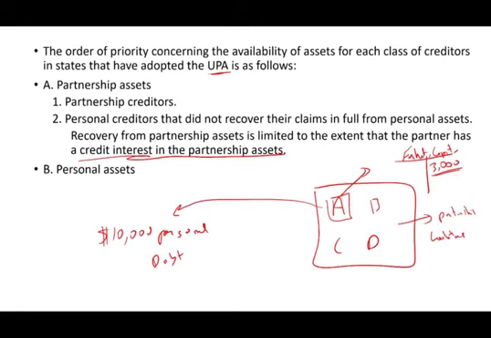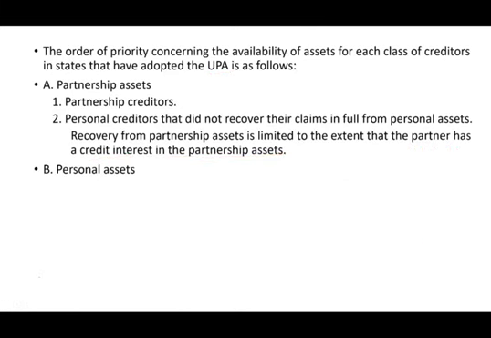So they can go after you only if you have credit. Otherwise, the assets in the partnership belong to the debt of the partnership. Personal assets, just like with partnership assets, belong to personal creditors first. So personal creditors can go after my personal assets first.